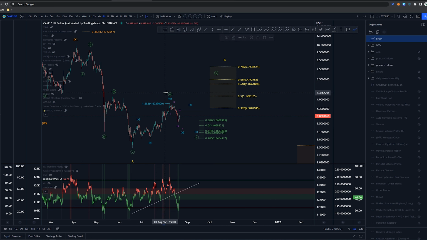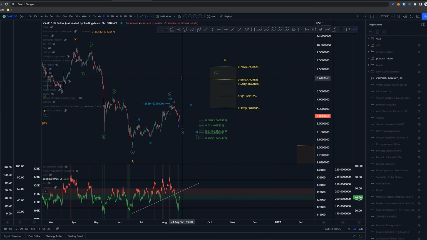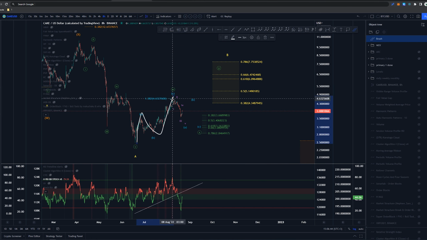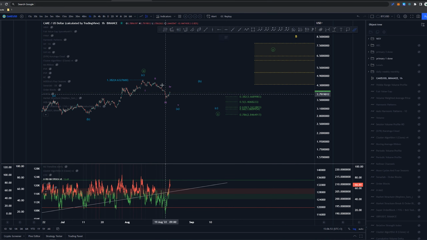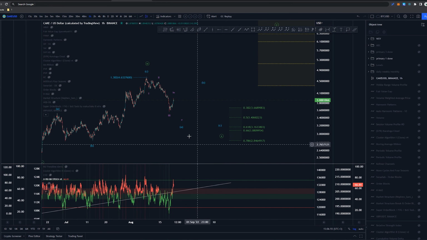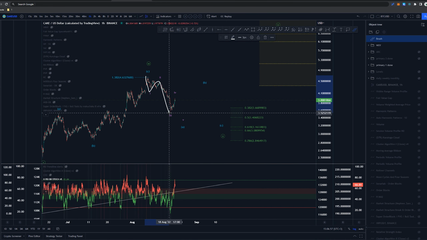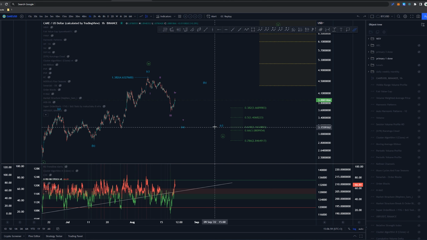So this would be the third in that case. However, again, 1.382 does not fit too much into the impulse wave structure idea, so that's why I'm labeling this as an ABC. The W, again, because on Bitcoin we are still looking for one more low here. If we're going to lower time frames, I'm thinking this as an impulse wave structure downwards as a 1, 2, 3, 4 and 5, and this would be only the wave A.